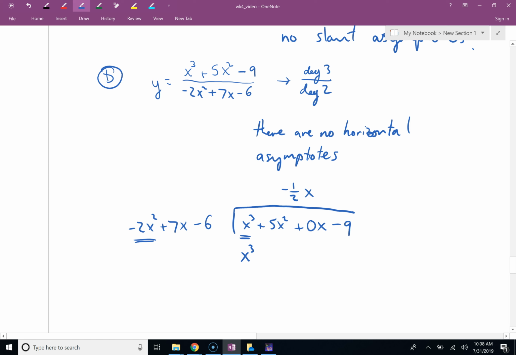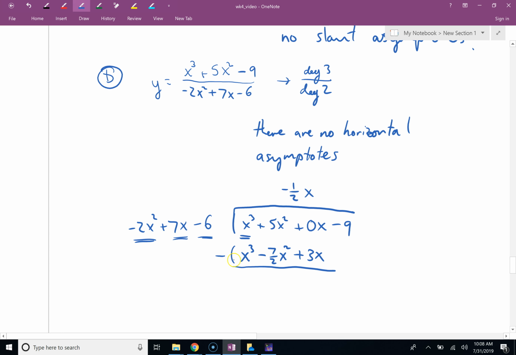And remember, you have to multiply this across everything. So we have negative 1/2 x times 7x. So that's going to be minus 7/2 x squared. X times x, good. And then we need negative 1/2 x times negative 6. So again, negative, negative, so that's going to be plus. And negative 6 times 1/2, that's going to be 3. And looks like there's 1x.